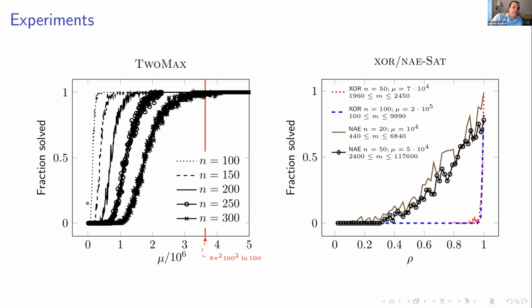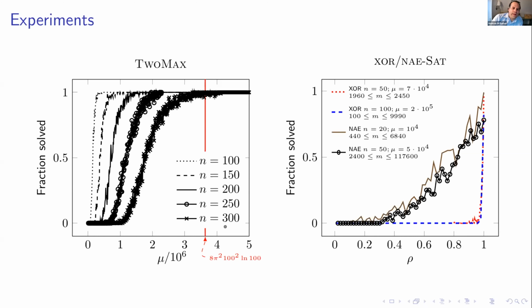And so, as you can see, when mu is very small, then we don't solve anything, but this is very quickly transitioning into a phase where we can solve everything. And of course, that's going to depend on n.